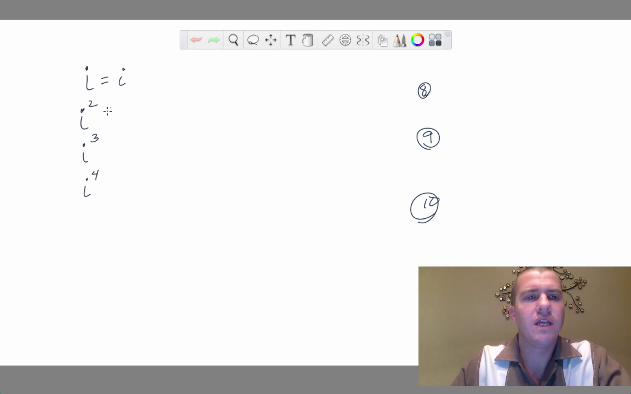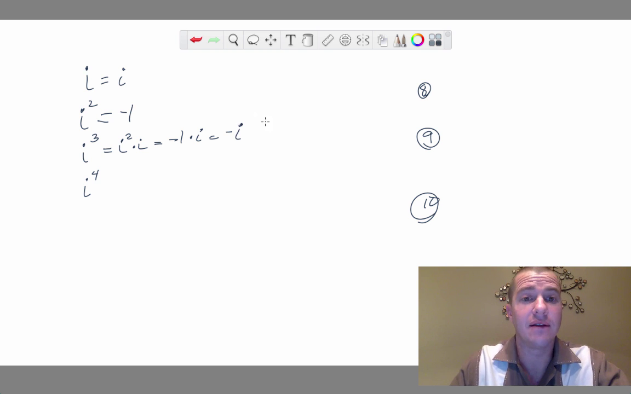Okay, so something else we need to get down is the i's being raised to exponents. We know that i to the first is just i. We also know that i squared becomes negative 1. And based off of those two, we can figure out all the other ones. I to the third is going to be i squared times i. So what this means is that I have negative 1 times i, which is negative i.